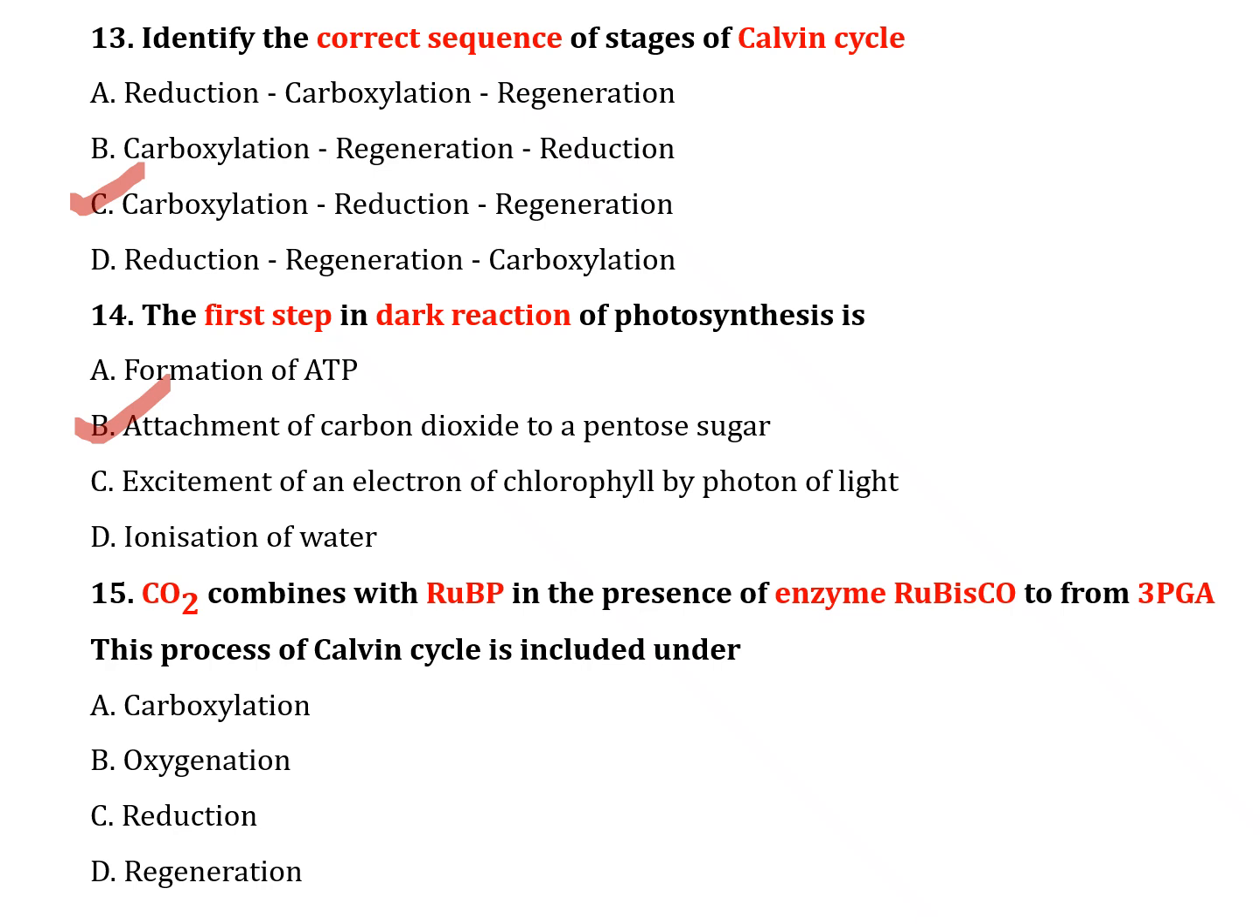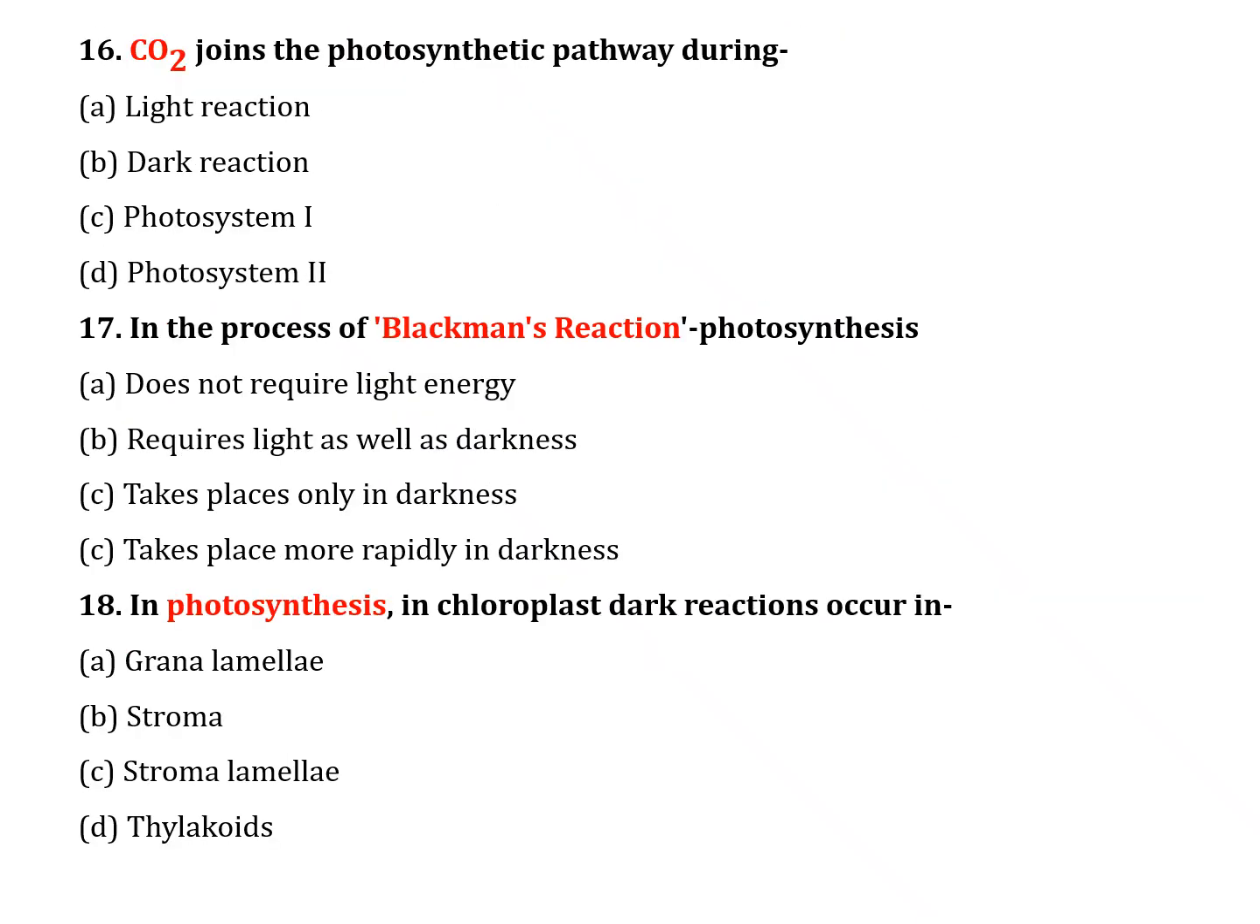The correct answer is option A, carboxylation. The next question, number 16. Carbon dioxide joins the photosynthetic pathway during option A, light reaction, option B, dark reaction, option C, photosystem 1, option D, photosystem 2. Correct answer is option B, dark reaction.